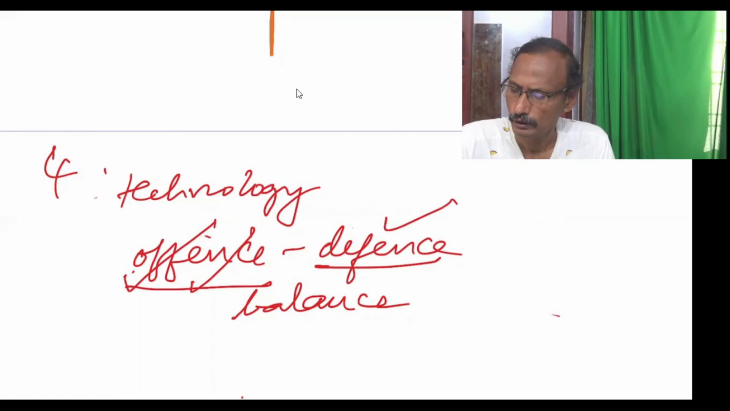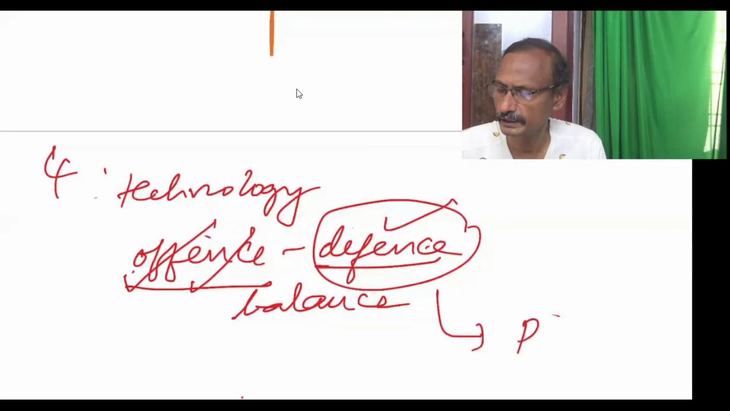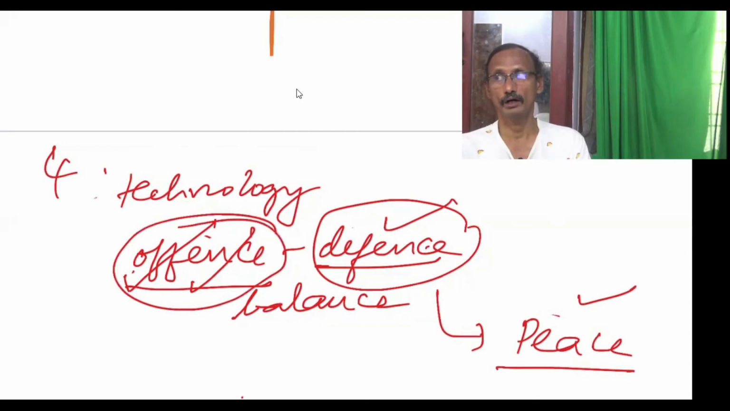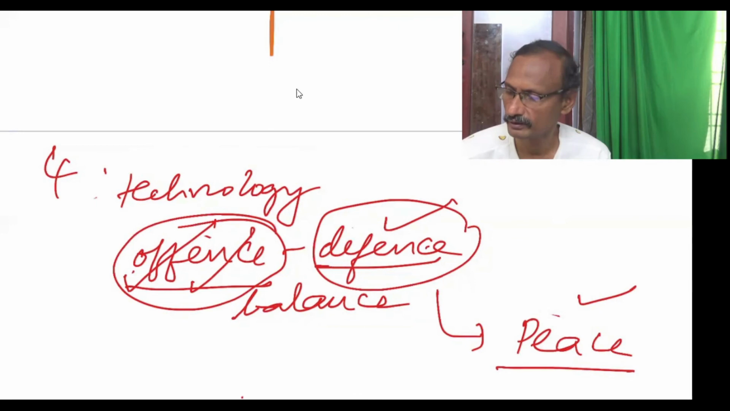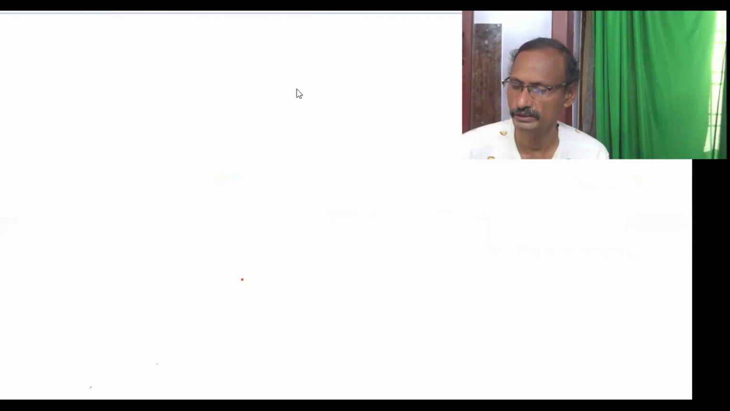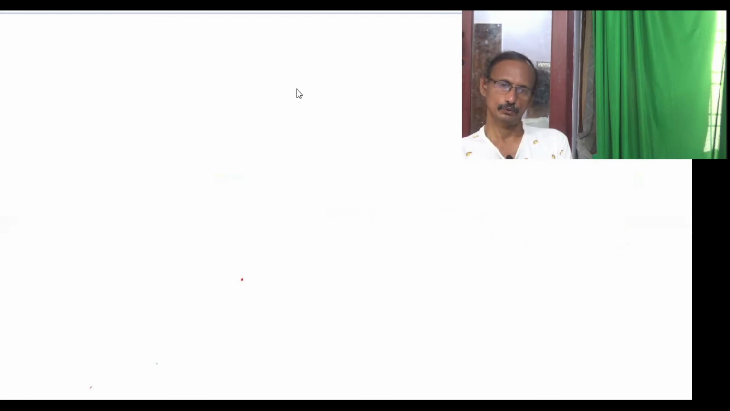So if the technology is favorable to defense, then it is likely to lead to peace. During the Cold War, nuclear weapons meant mutually assured destruction, so it led to peace. But if the technology is favorable to offense, then countries may want to go for war and be more powerful than others. So these are the ways by which structural realists think in terms of what states do to enhance their power, and under what circumstances they are likely to go for war and under what circumstances they are not likely.